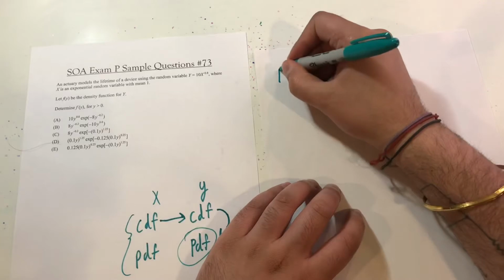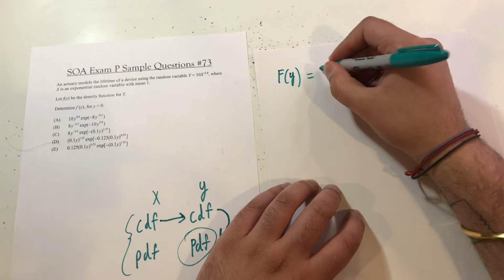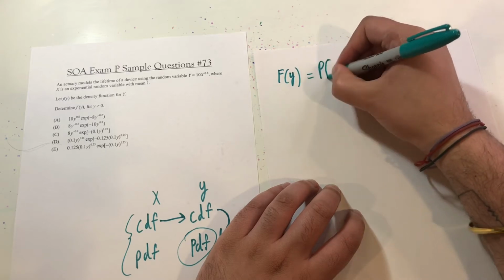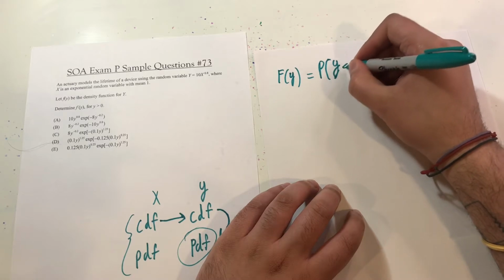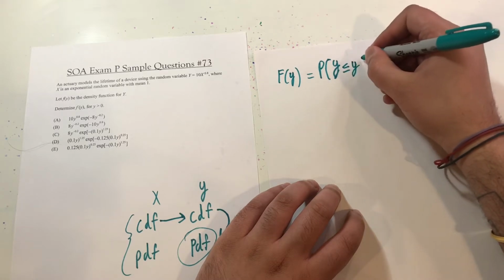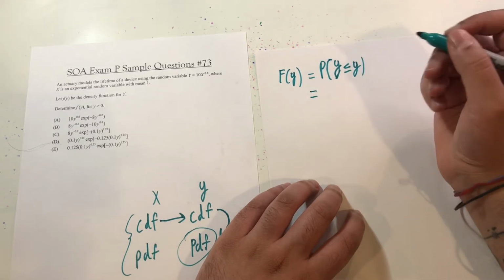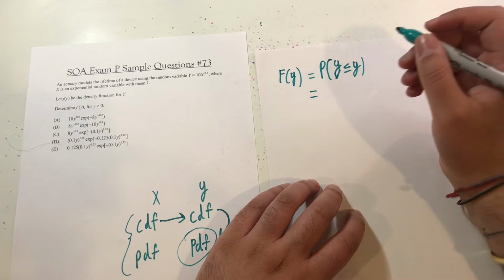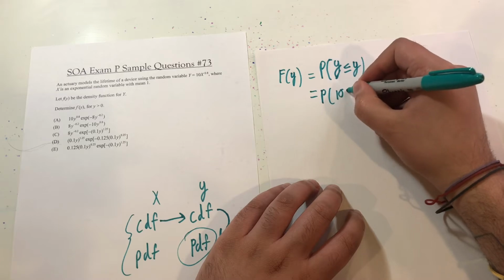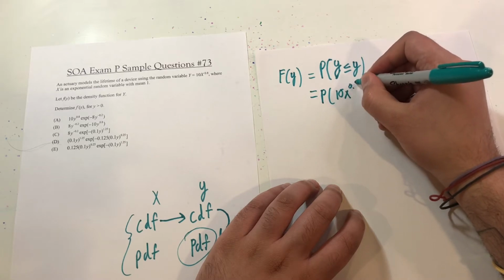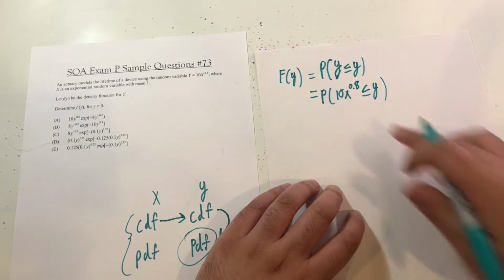So now I'm looking for F of y, right, the CDF. Now this should be equal to the probability that some Y is less than or equal to some specific value of little y. And the way a transformation is going to work is I know y is equal to 10x to the 0.8. So this will change to the probability that 10x to the 0.8 is less than or equal to y. And my goal is to isolate this random variable x.